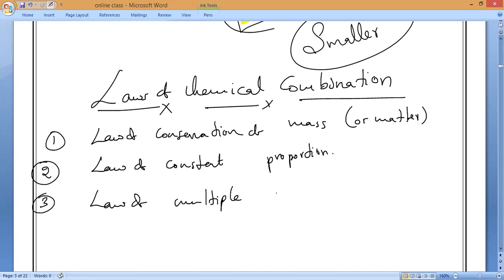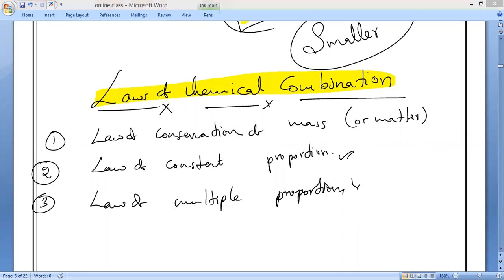Is it okay, Hari? Yes, sir. Constant proportion and law of multiple proportion. These are the three laws to prove that. What is the aim of these three laws, everybody? To prove that atoms are the small particles of matter.